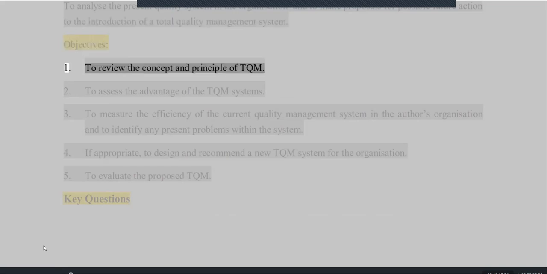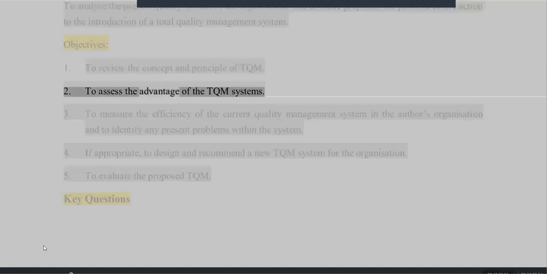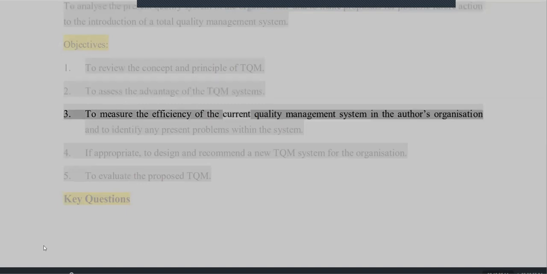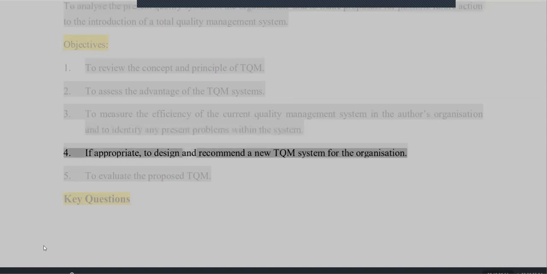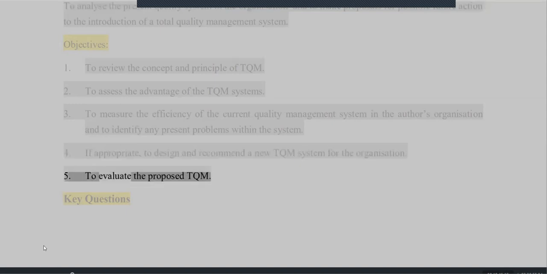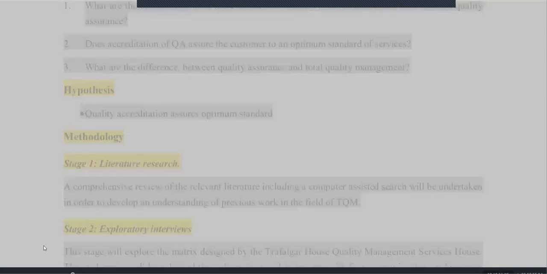Objectives: 1. To review the concept and principle of TQM. 2. To assess the advantage of the TQM systems. 3. To measure the efficiency of the current quality management system in the author's organization and to identify any present problems within the system. 4. If appropriate, to design and recommend a new TQM system for the organization. 5. To evaluate the proposed TQM. Key questions. 1. What are the reasons that drive the construction industry towards accreditation of standard quality assurance?